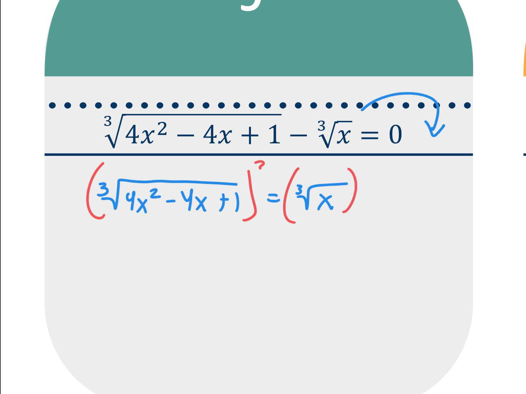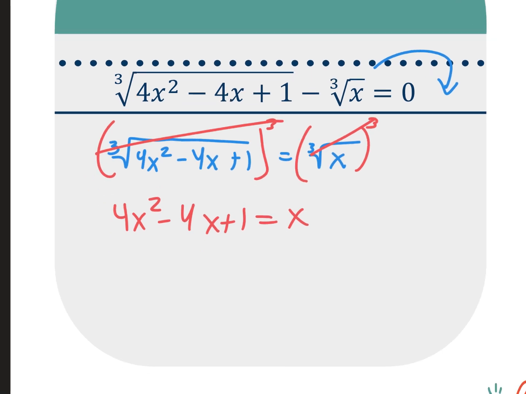What you do to one side, you do to the other. So when you cube a cube root, it cancels. 4x squared minus 4x plus 1 equals, when you cube a cube root, you have just x. Now this is a quadratic that you guys have done for weeks now, months in this class. How do I solve this? What do I do with that x? I'm going to subtract x from both sides. So 4x squared minus 5x plus 1.